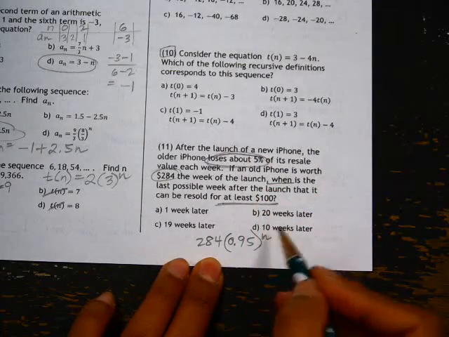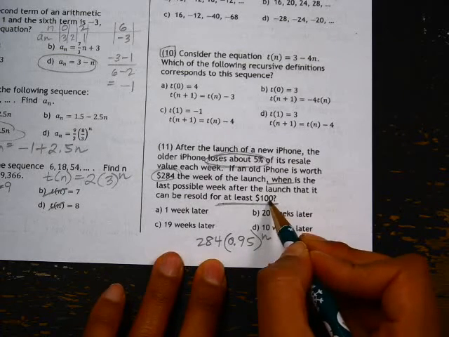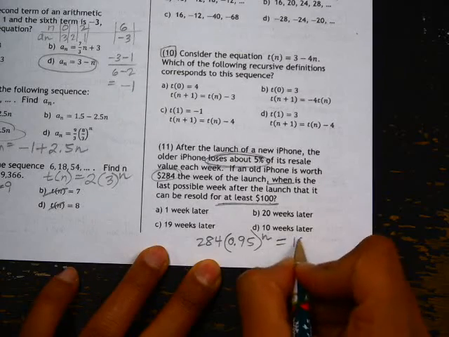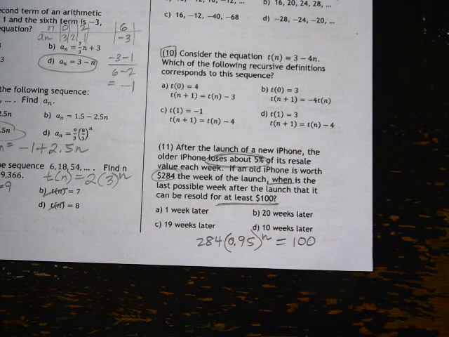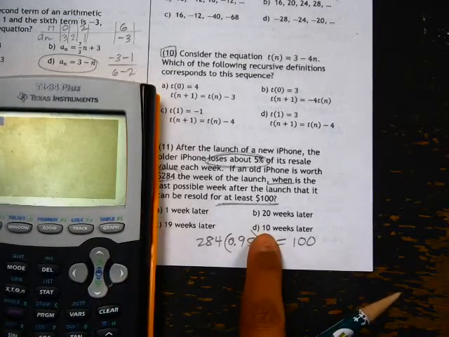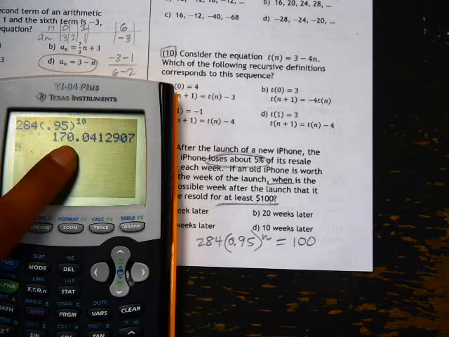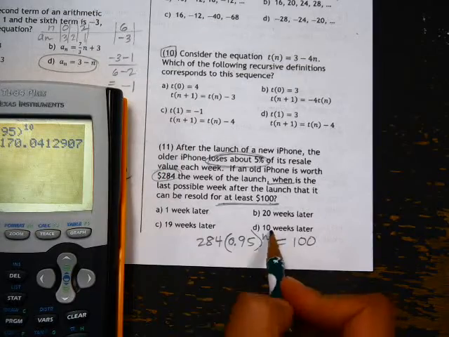And we're trying to figure out what week number would be the last week that it could be sold for at least $100. So this is a matter of guess and check. We're checking when we would get 100 as our answer. So in your calculator, you can kind of start guessing and checking when that would happen. So if you think it's 10 weeks later, test it out and check whether the phone is worth $100, but it's still worth over $100. So we need to guess higher. So 10 wasn't correct, it's either 19 or 20.